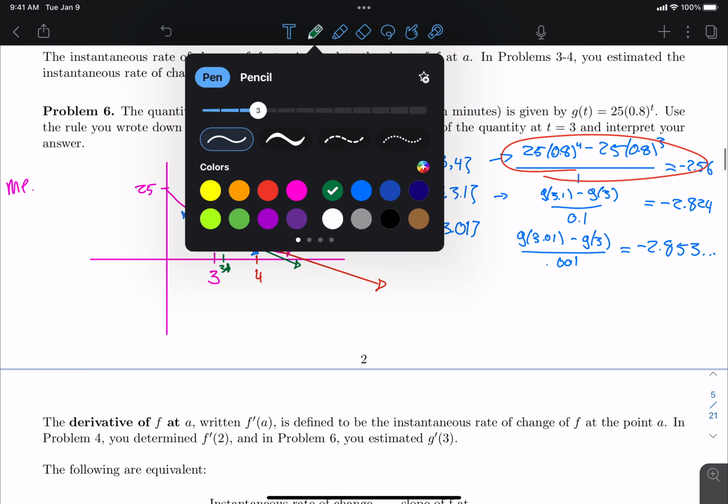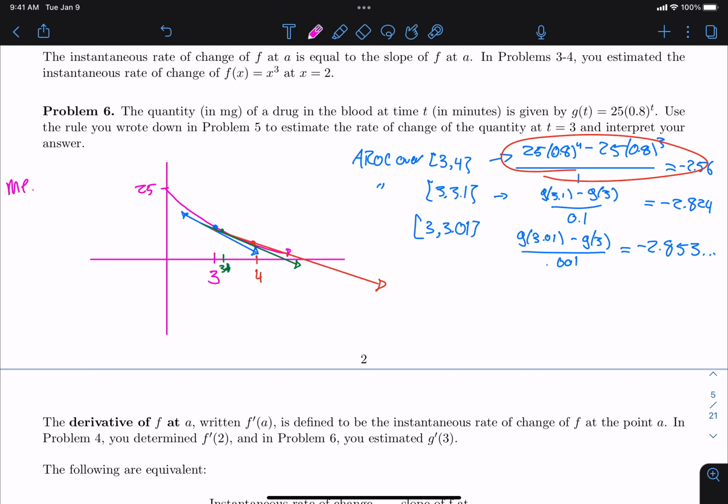So my approximation here is I would say that the instantaneous rate of change at t equals 3 is approximately minus 2.85, approximately minus 2.85 milligrams per minute. So at the 3 minute mark, the drug is leaving the body at this rate, or this speed.